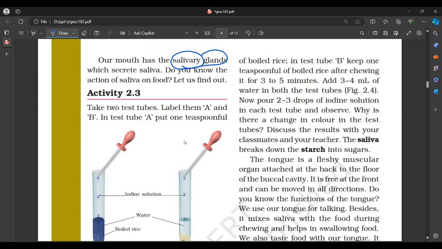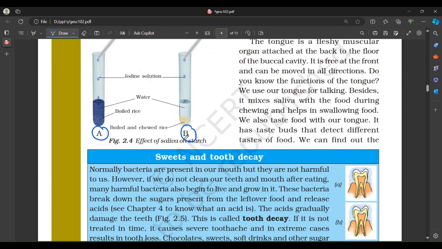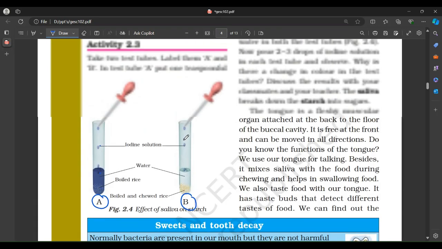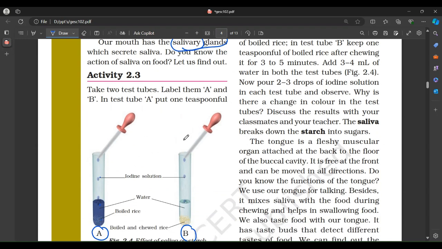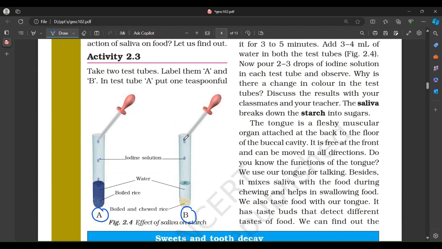So what is the difference here? Add 2 to 3 ml of water in both test tubes. Now everything is done. Why is there a change in color in the test tubes? The result will be that saliva breaks down the starch into sugar. So you can see the color is different here and the color is different here.